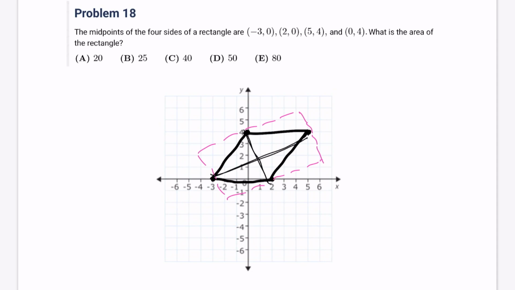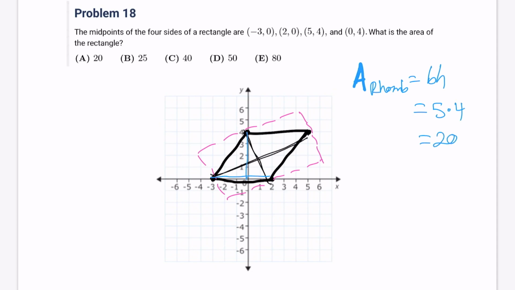But we also notice that these areas on the outside are equal to the areas on the inside of the rhombus, which means that we can just find the area of the rhombus and then multiply it by 2 to get the area of the entire rectangle. So the area of the rhombus is equal to base times height. In this case, the base is 5 because it goes from -3 to 2. And then the height is 4. So that's equal to 20.